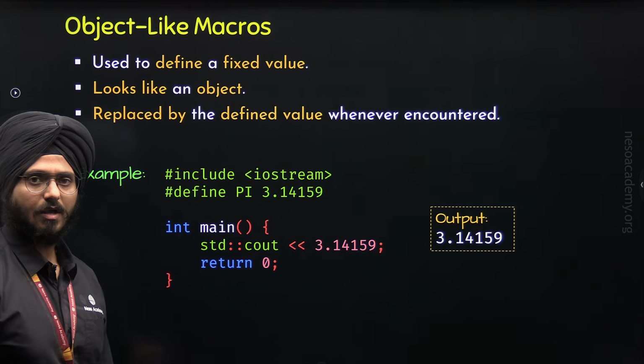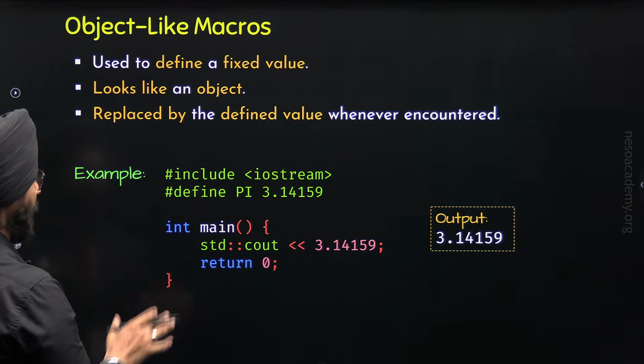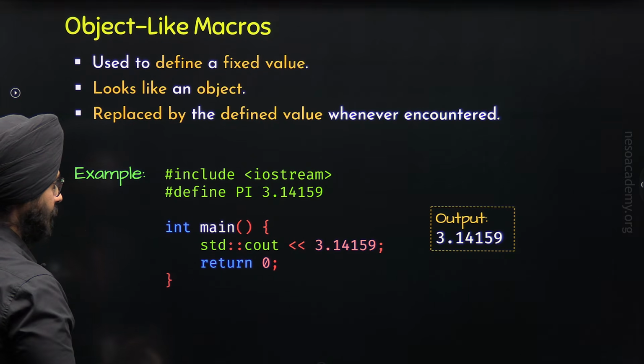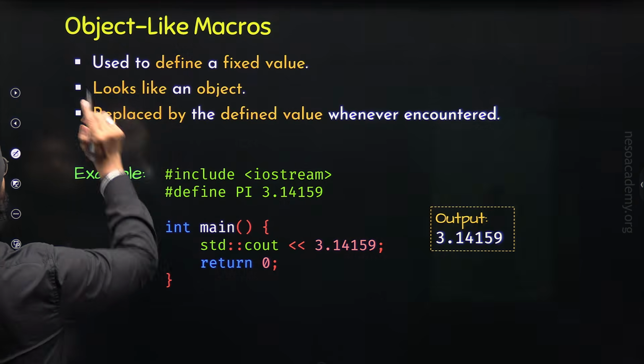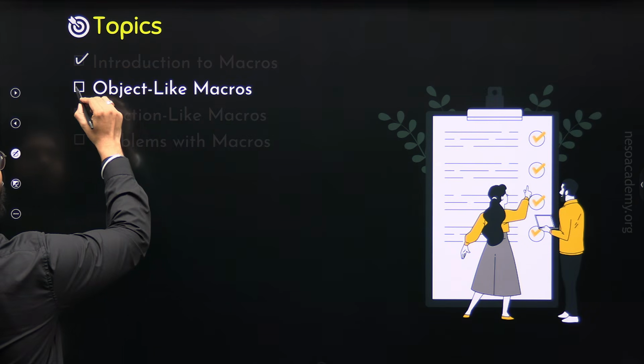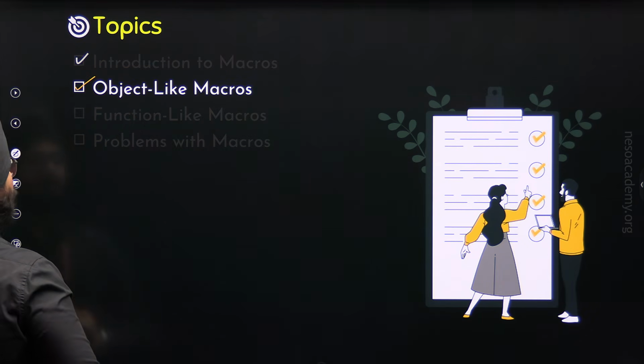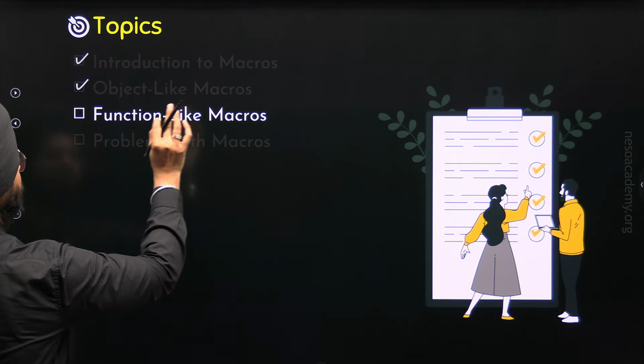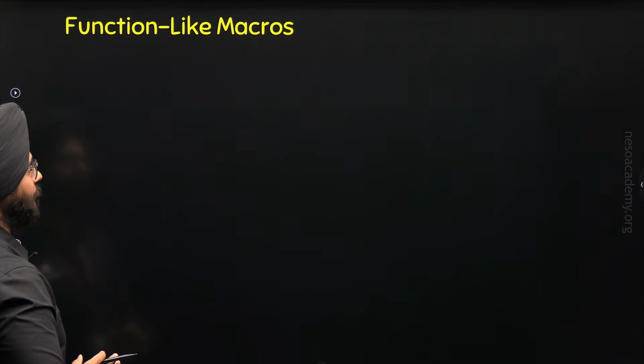3.14159. So with this, I hope it is clear how to define the object-like macro in a program. So with this, we have learned this topic also, that is object-like macros. Now let's move to the third topic, where we will understand function-like macros.